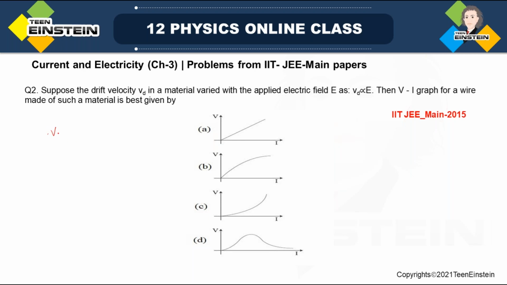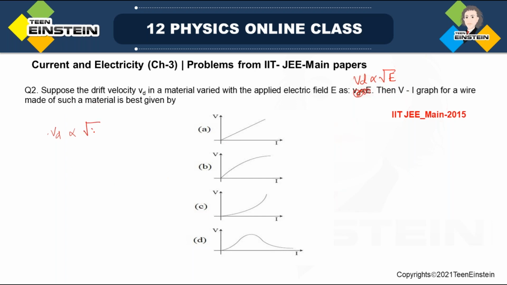So Vd is proportional to, I'm sorry, this will be square root of E. According to the problem, it is not E. Vd, drift velocity, varied as square root of E. Then the VI graph for a wire made of such a material is best given by the VI graph, that means current voltage graph.